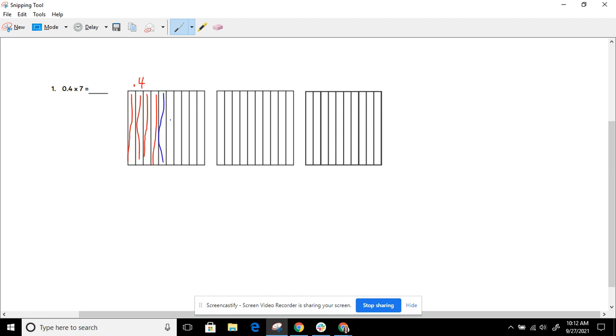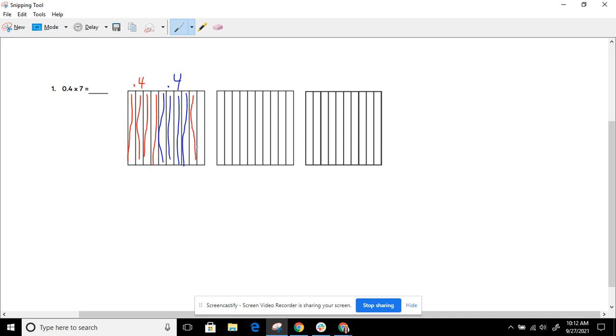So 1, 2, 3, 4. There's another 4/10. So there's 2 groups of 4/10. We need 7 because we're doing 4/10 times 7. So 7 groups of 4/10. Okay, I'm going to just rotate my colors. So I'm going to go back to red. You could even do that too.